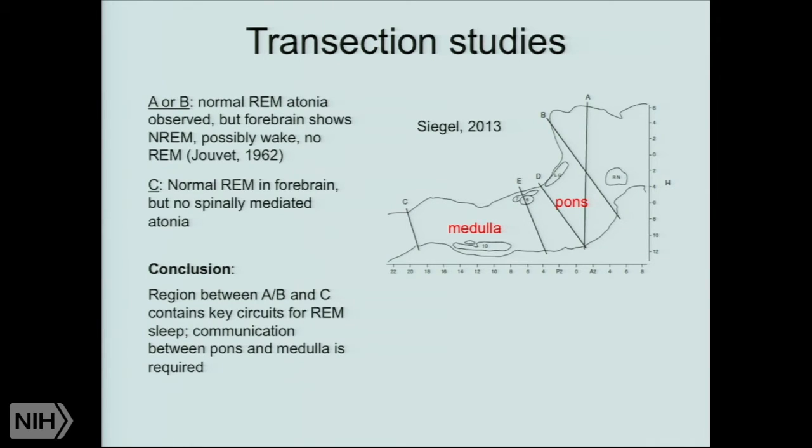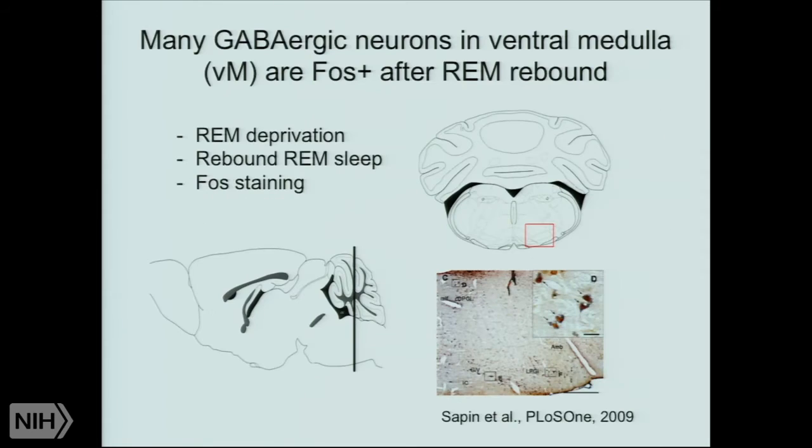These studies basically suggest that the region between A, B, and C, which includes the pons and the medulla, is important for REM sleep. And people have also made some cuts at D and E to show that the communication between the pons and the medulla is important. But of course, those brain regions are also involved in many other functions.